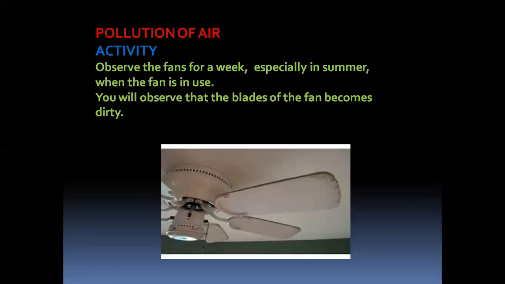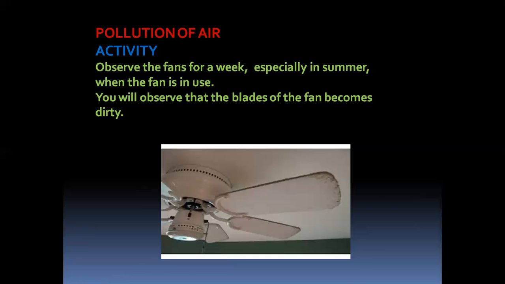Next, pollution of air. So in the air, not only different gases are present, but smoke, dust, soot are present. So one activity is there. You observe the fans for a week in your house, especially in summer, when the fan is in use. What you will observe, children, is the blades of the fan become dirty. You can see the picture. A lot of dust will be there. In our house also, if we don't clean our house, a lot of dust. From where does it come? Through the air. Air enters along with the dust particles.